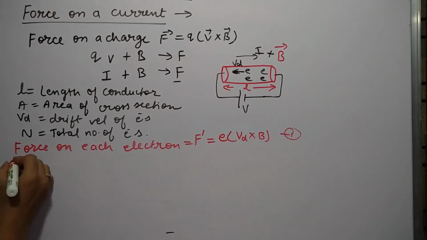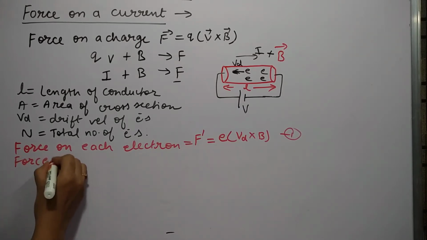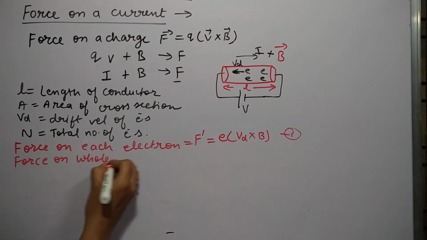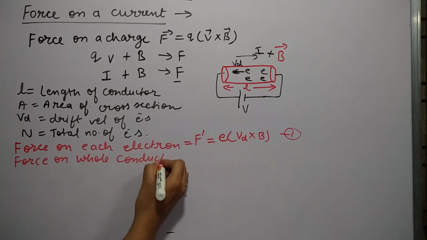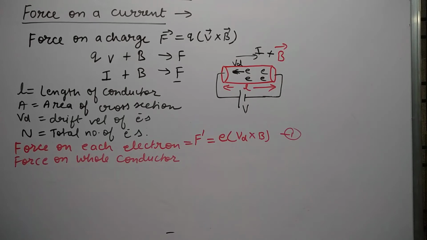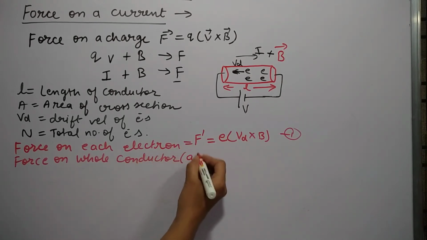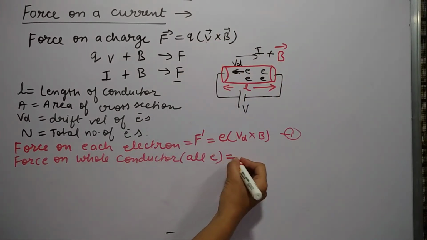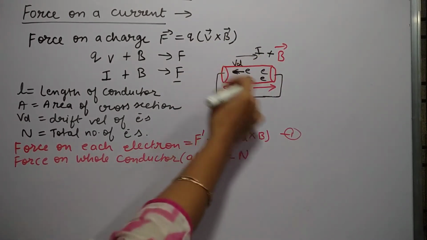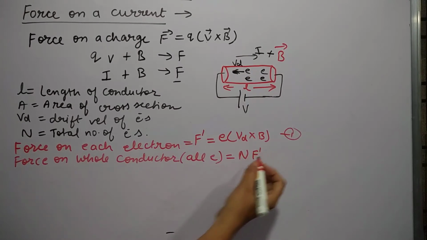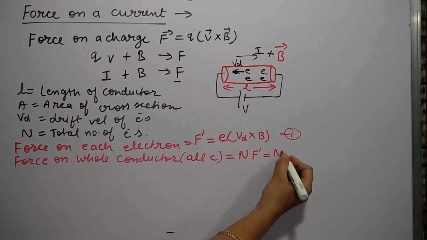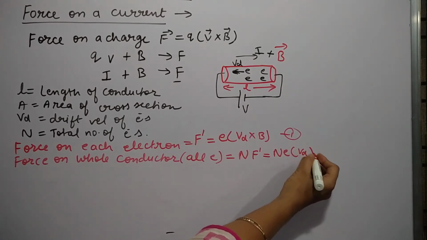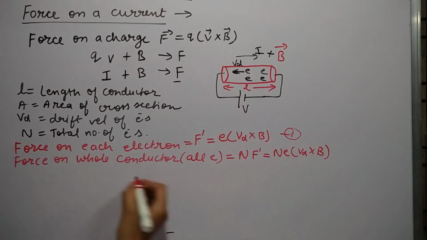Now let us find the force on the whole conductor. Whole conductor means we have to take all the electrons. So suppose there are N electrons in this, so the total force will be N times the force on each electron. This way, N e Vd cross B.